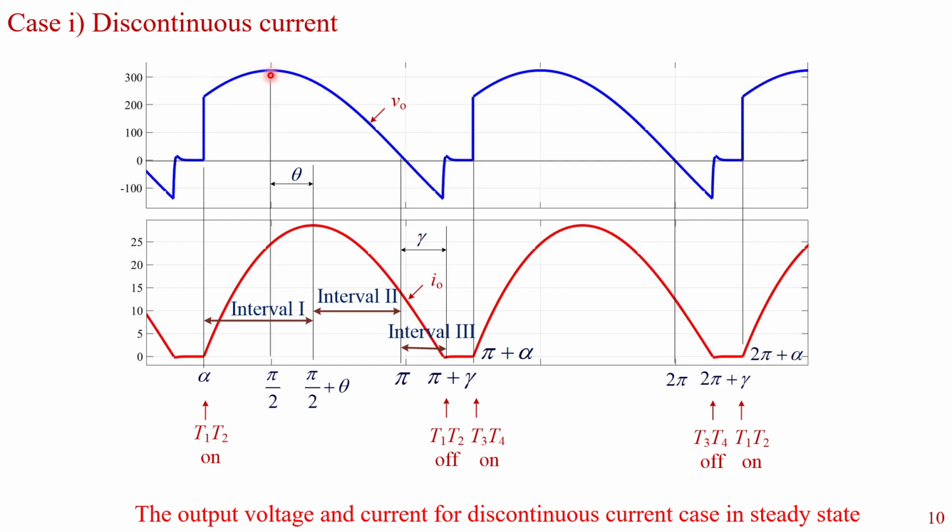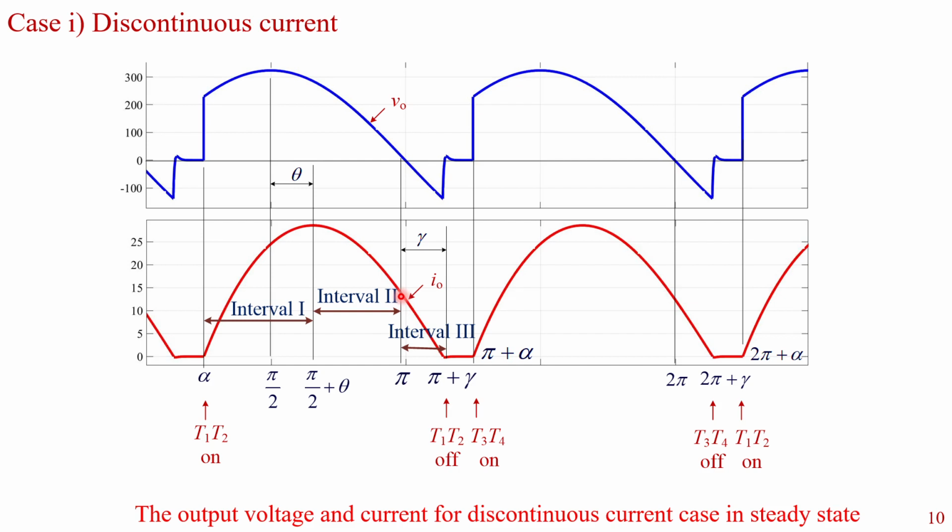At omega t equals pi by 2, the load voltage reaches maximum, and at omega t equals pi by 2 plus theta, the load current reaches maximum. The load current lags the load voltage by an angle theta. At omega t equals pi, the load voltage becomes 0. However, the load current is not 0 because of the energy stored in the inductance.